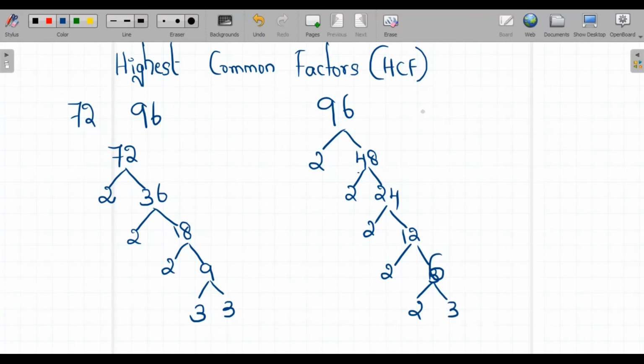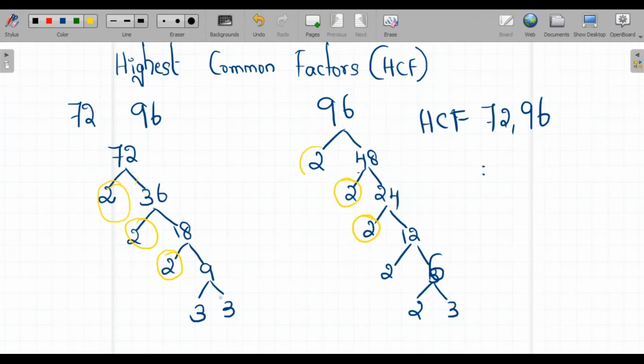Now the HCF of 72 and 96, I'm going to count the number of 2's and 3's that are going to be common for both. So let us choose the alternate color. 1, 2, 3 2's are here. You have 3 2's here also. 1, 2, 3. Fair enough.